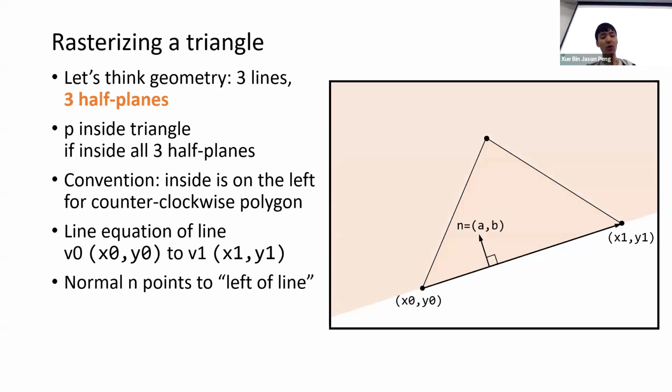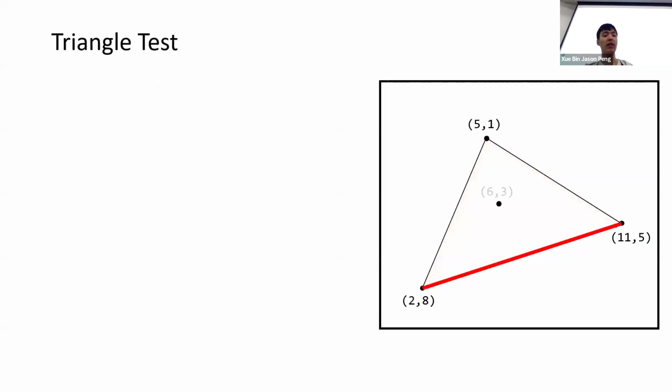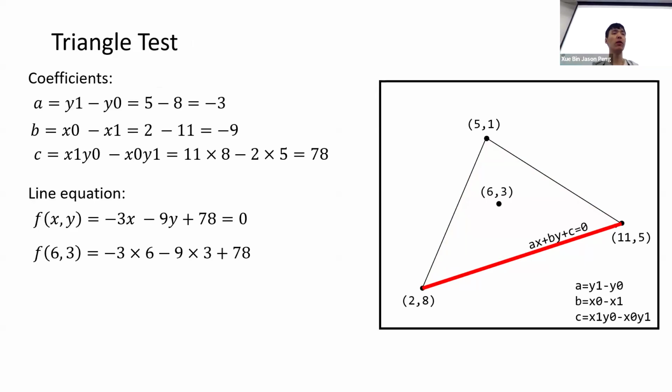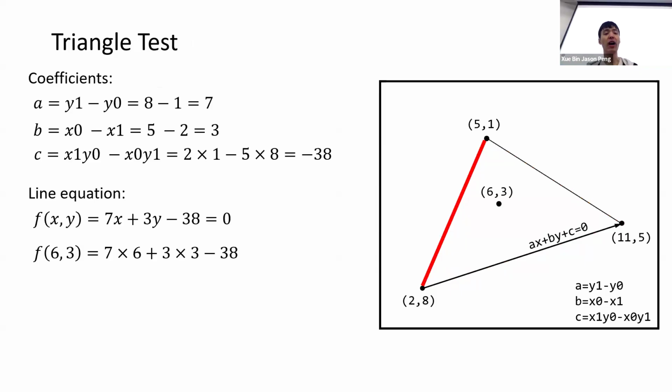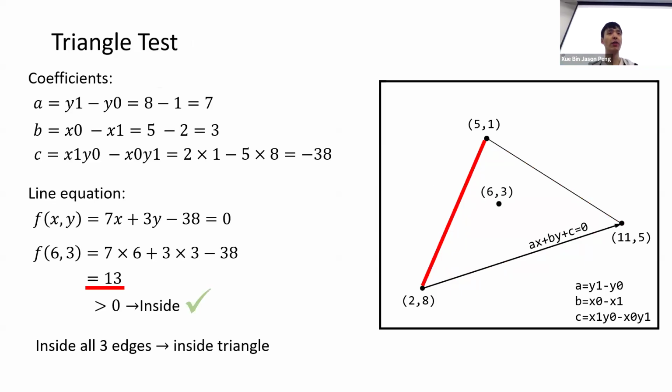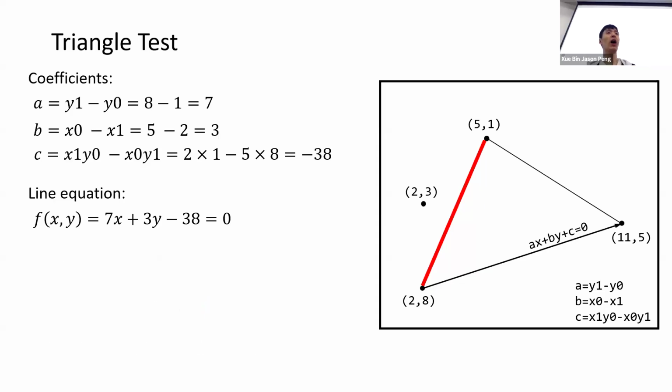To perform these tests, we went over how we can construct the implicit line equation for a particular edge, and then use that line equation to test if the point is inside or outside the half-plane. So if a point is inside all three half-planes, then we can safely say that the point is inside the triangle, and we can color in that point accordingly. But if the point is outside any one of the half-planes, then it's outside the triangle, and we don't have to color that particular pixel.